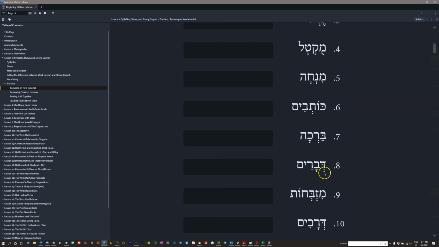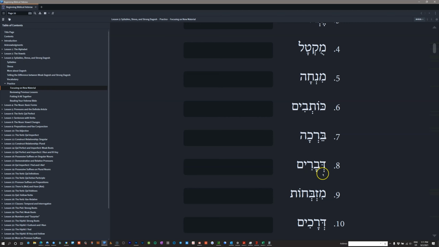We've got a Sheva right here. Is the Sheva preceded by a short vowel? It is not. It's not preceded by anything. There's a break in the word, and so it's preceded by nothing. Since it's preceded by nothing, it is vocal. It is not preceded by a short vowel. It is vocal. Devarim.